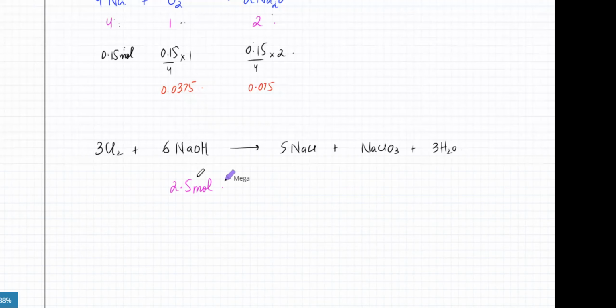So if this is 2.5 moles, what would Cl2 be? It would be 2.5 divided by 6 into 3. What do you get? और उसका half ही हो गया. So 2.5 divided by 6 into 3. What do you get for this? So 1.25. Okay, so you're getting 1.25 moles. What about this one? 2.5 divided by 6 into 5. How many moles would that be? So 2.083.